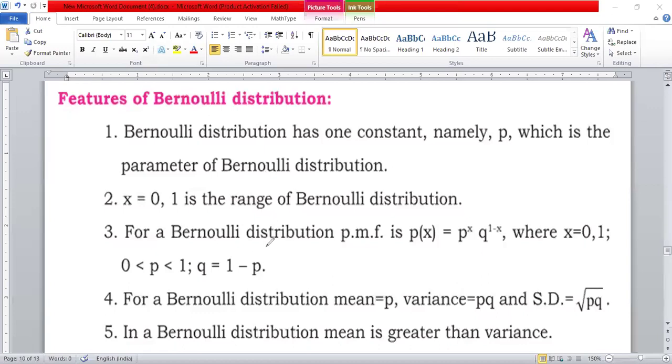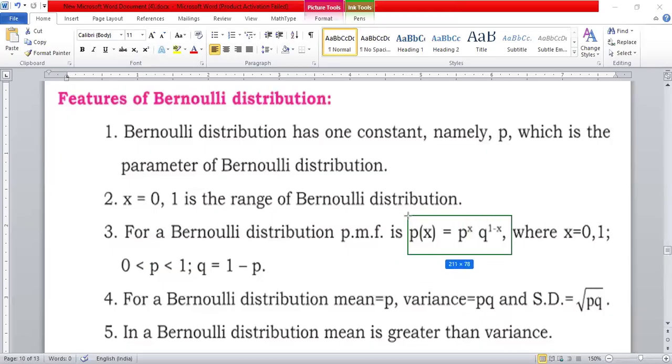So definitely, I'm starting now with discrete probability distributions. The first 4 discrete probability distributions are the Bernoulli distribution, binomial distribution, Poisson distribution, and hypergeometric distribution. So let me start. Features or properties, both are the same. So, Bernoulli distribution. The first property of the Bernoulli distribution is the PMF.